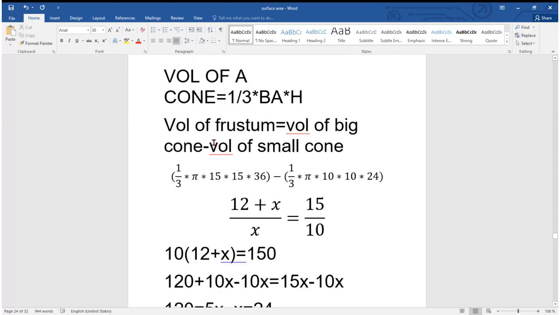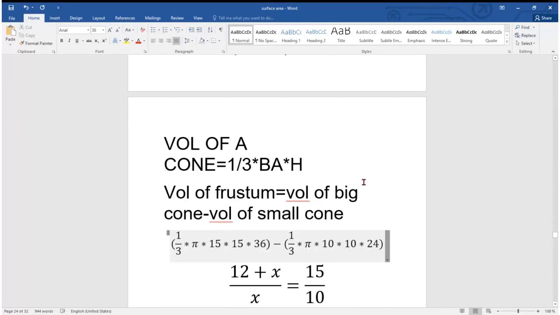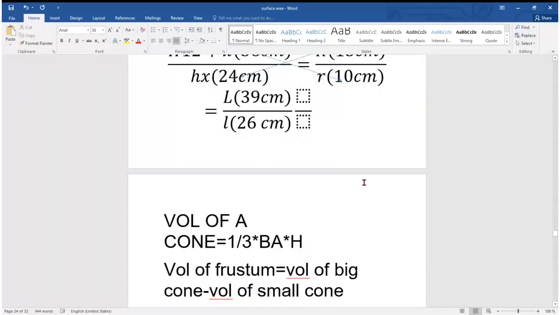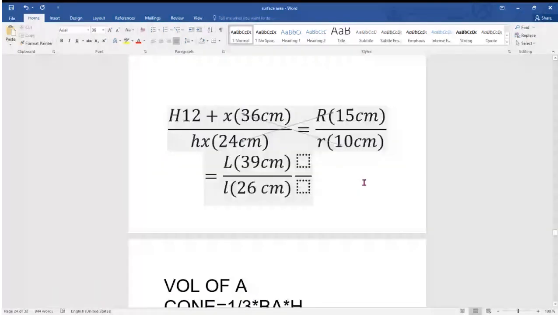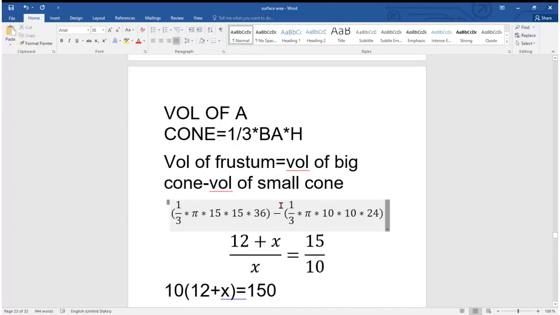Perpendicular height, this is perpendicular height h, not slant height l. Slant height is only used for the curved surface area, only to find the surface area. But the perpendicular height, we use it to find the volume. The volume is the base area multiplied by the height. So I think that is what we are going to do for today.